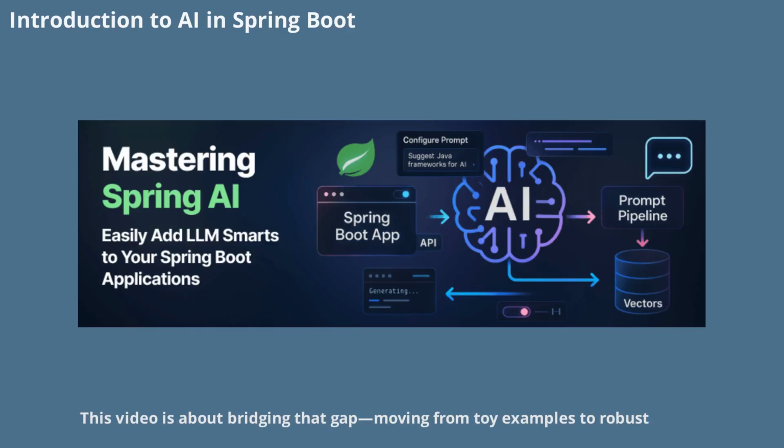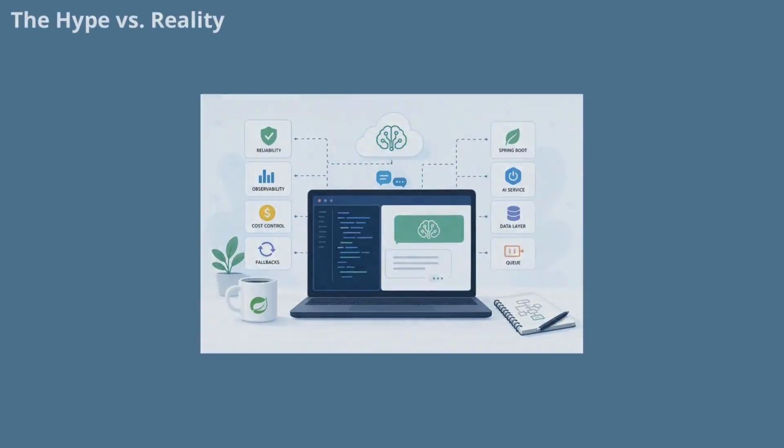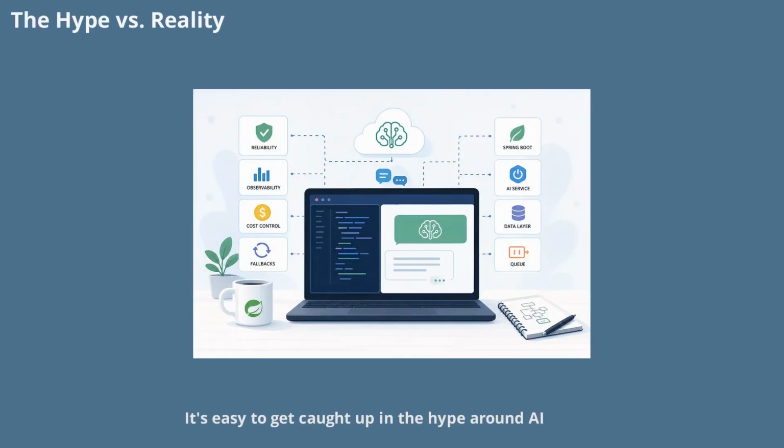This video is about bridging that gap, moving from toy examples to robust, production-ready AI integrations that won't come back to haunt you later. It's easy to get caught up in the hype around AI. Many tutorials show simple integrations, but they rarely address the real-world challenges developers face. In production, AI isn't just a plug-and-play feature. It needs to fit into your backend architecture in a way that's sustainable and maintainable. We'll focus on how AI can be a valuable addition to your Spring Boot backend, not just a flashy add-on.